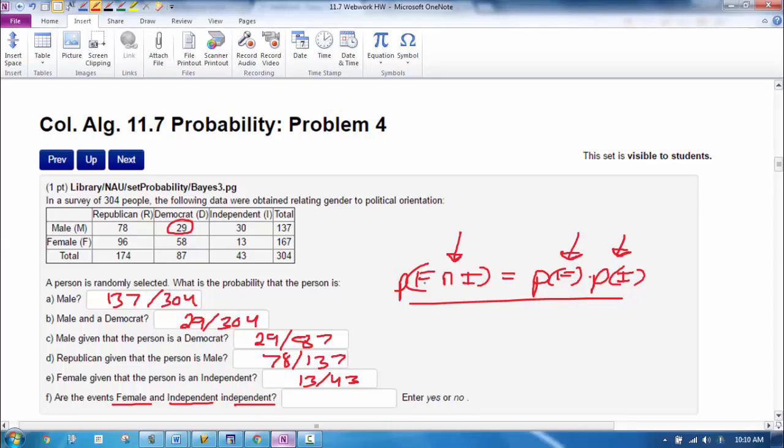So the probability that someone's female and independent would be 13 out of the total 304, and that would be equal to the probability that someone's female, which is 167 out of 304, times the probability that someone's independent, which is a total of 43 out of 304. And if you multiply those together, those are not equal, therefore the events are not independent.